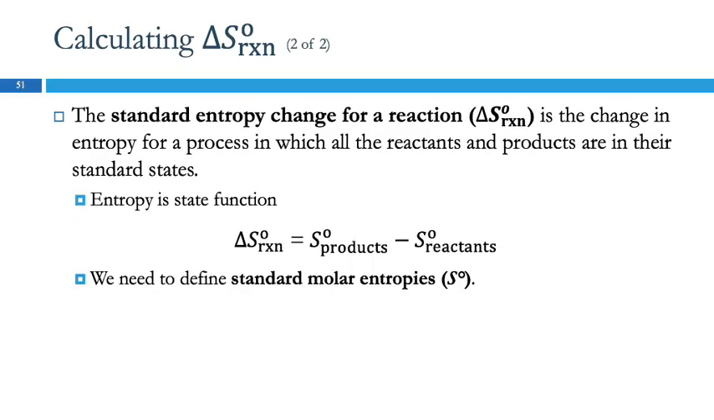So the standard entropy change for a reaction, delta S degree for the reaction, is the change in entropy for a process in which all the reactants and products are in their standard states. So this is analogous to the standard enthalpy change. Entropy is a state function. It depends only on the entropy of the products and the entropy of the reactants.